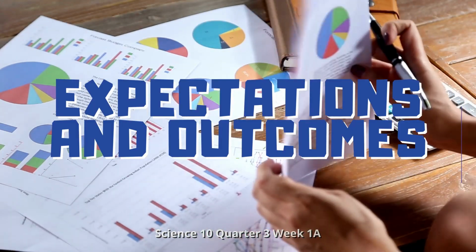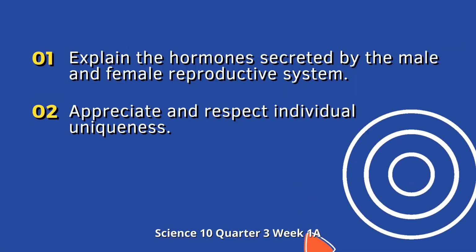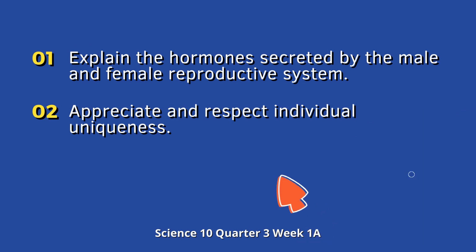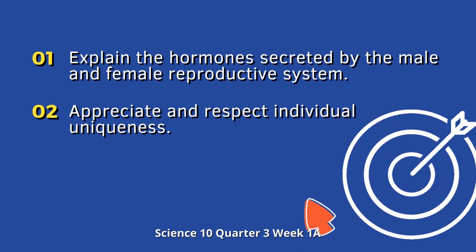Here are the expectations and outcomes. 1. Explain the hormones secreted by the male and female reproductive system. 2. Appreciate and respect individual uniqueness.